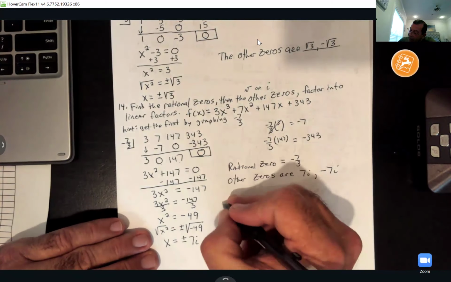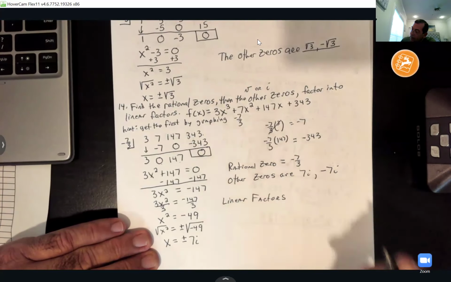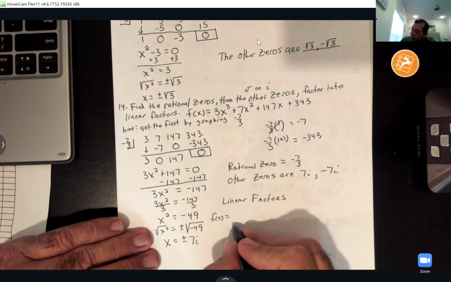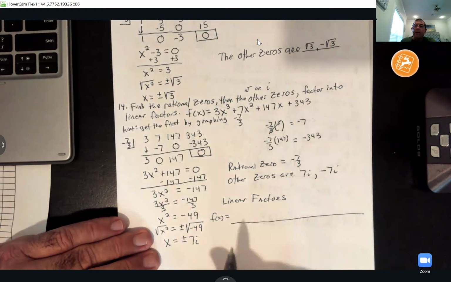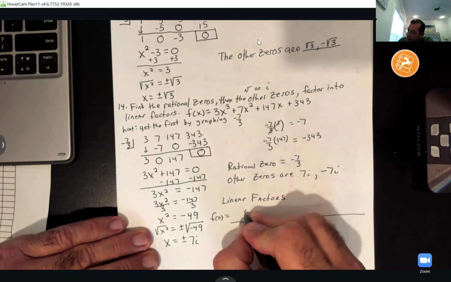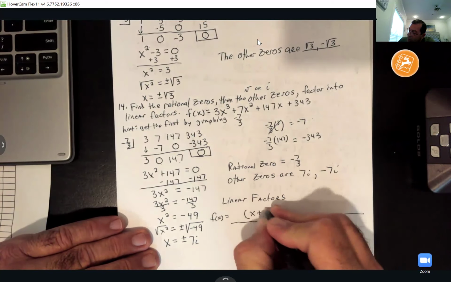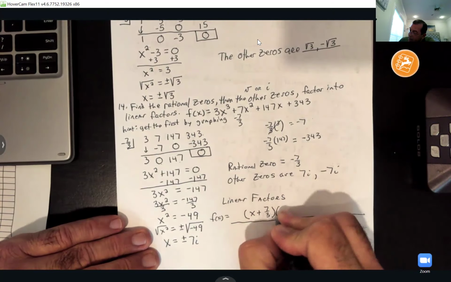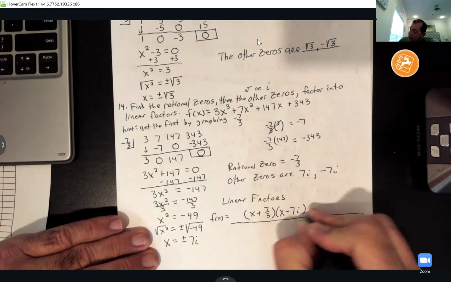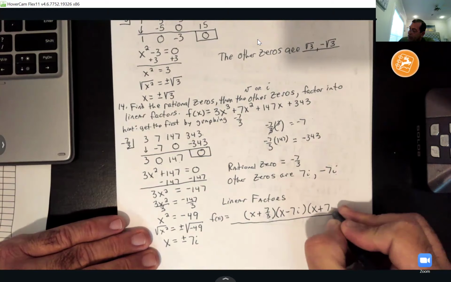Now, the linear factors, they'll have the f of x equals, and then the answer blank here. All we're doing is changing the signs of all these, putting them in parentheses. So since that's minus 7/3, this will be x plus 7/3. Since that's plus 7i, this will be x minus 7i. Since that's a negative 7i, this will be x plus 7i.